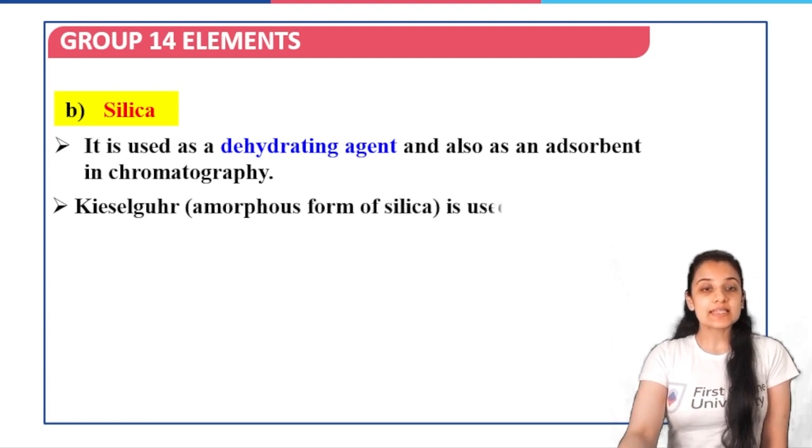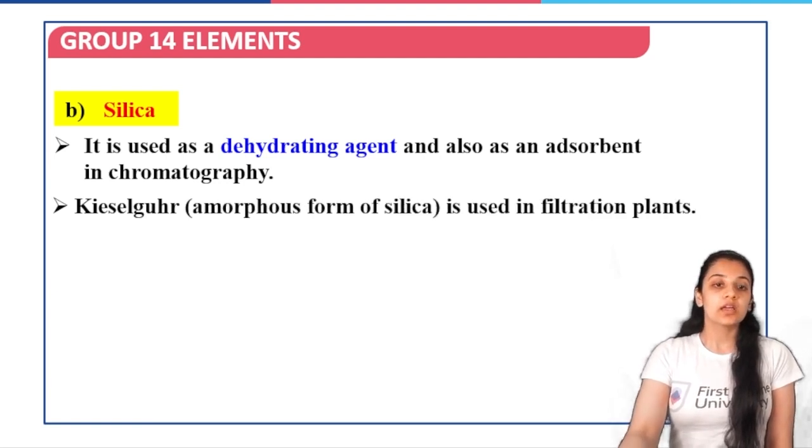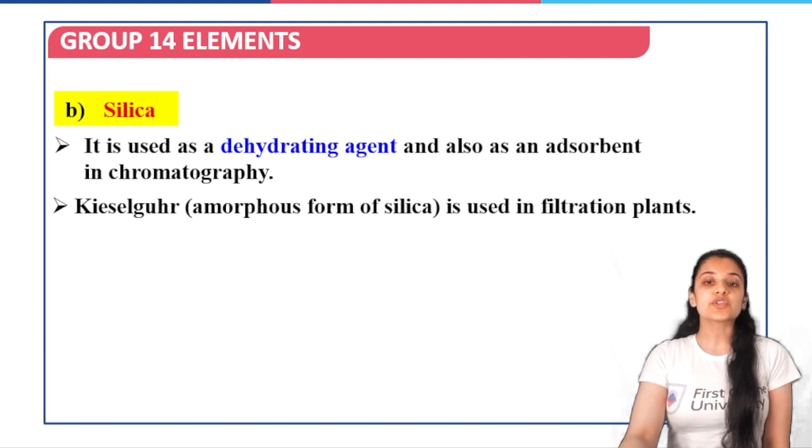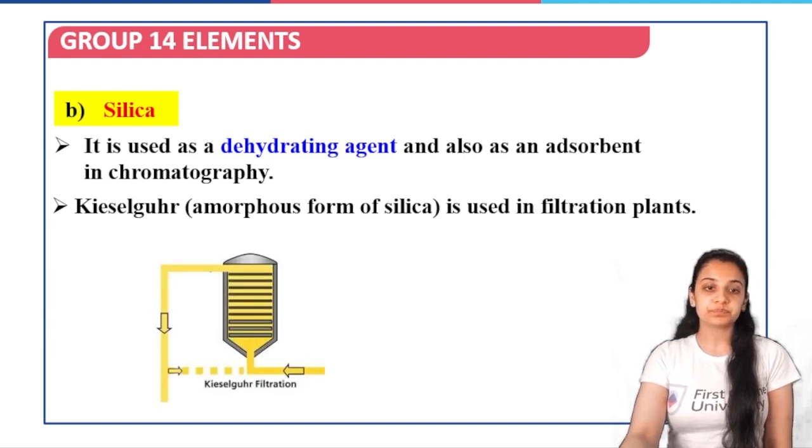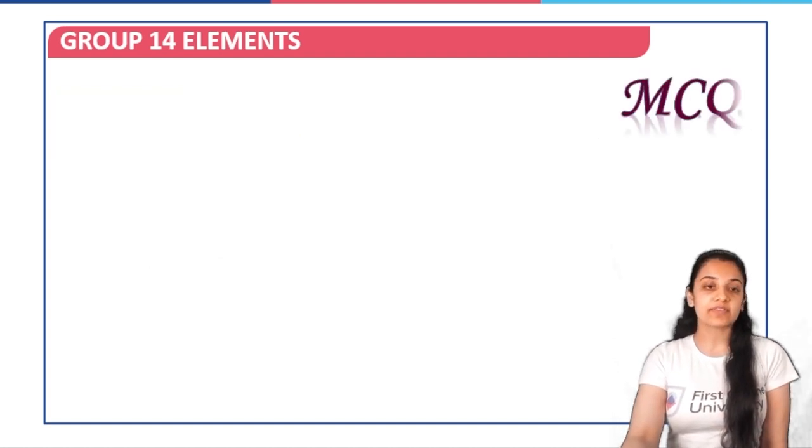Then Kieselguhr, which is the amorphous form of silica, is used in filtration plants also. This is the Kieselguhr. I'm not really sure about the pronunciation. This is the filtration that we have.